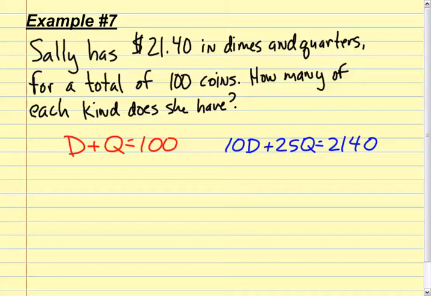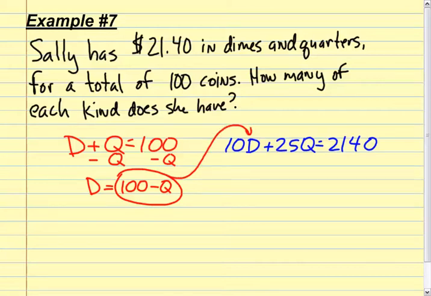Subtract q from both sides. All right, let's subtract q from both sides. We're going to get d is equal to 100 minus q. And what would you like to do? You'd like to plug it into the other equation. Okay. We're going to plug it into the other equation, and we're going to get 10 times 100 minus q plus 25q is equal to 2,140.